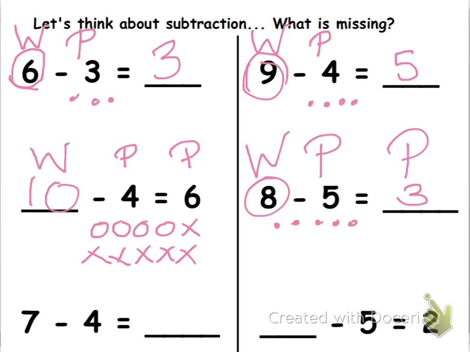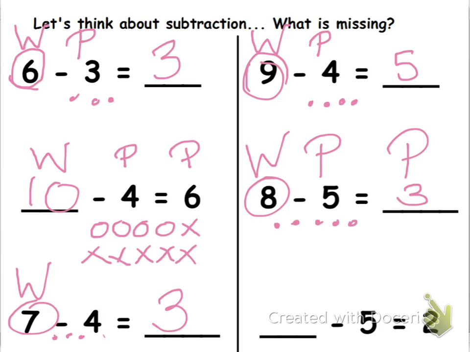So let's look at this one. 7 minus 4 equals blank. We know that 7 is in front of the minus sign, so that's our whole. So 7 minus 4, let's count back. Put 7 in our brain, so 7, 6, 5, 4, 3. So 7 minus 4 equals 3.